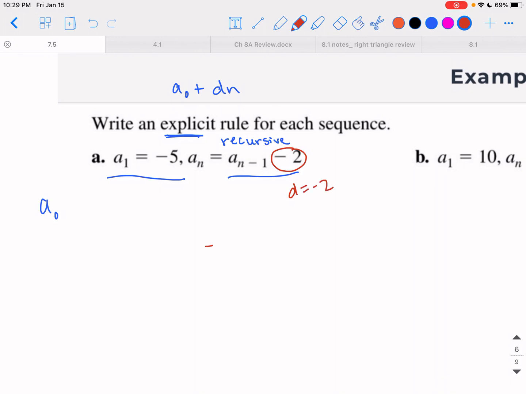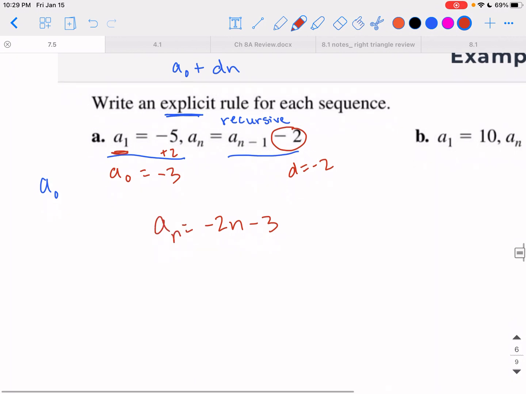So I already know that's going to be negative 2n, but now we need to find a sub 0. Okay, to find a sub 0, honestly, I'm just going to use the idea that our common difference is negative 2. So to go backwards from a sub 1, I will add 2. So a sub 0 will be negative 3. So then my explicit formula will be a sub n is equal to negative 2n minus 3. If you wanted to make sure that it worked, you could plug in 1, get negative 2 multiplied by 1 minus 3. Negative 2 minus 3 is your negative 5.